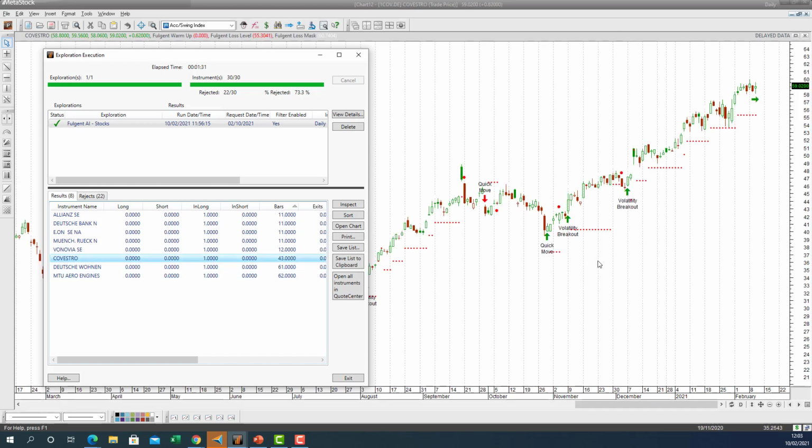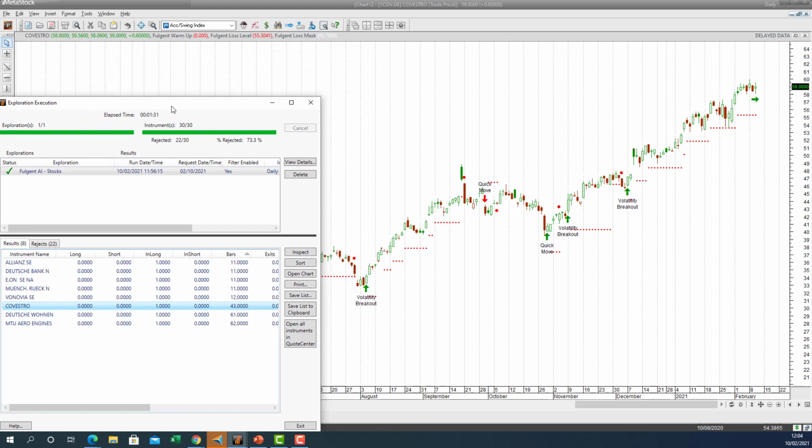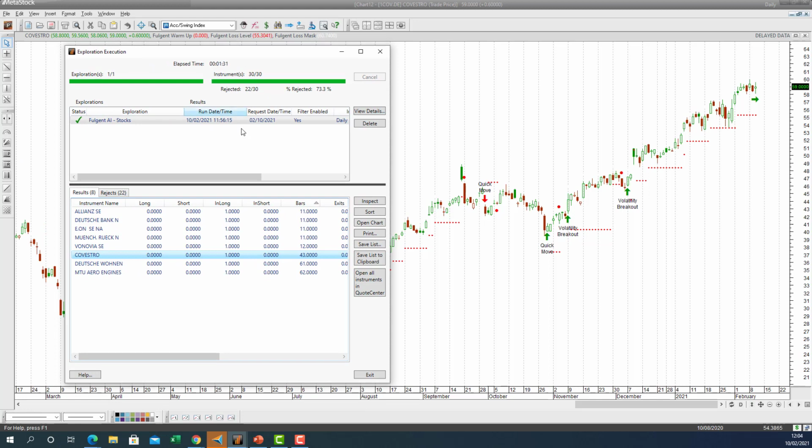43 days into trade, fantastic. Quick move, volatility breakout, and it just kept going up, and you just keep moving your stop loss up. The stop loss currently is at 55, and it captured a nice little trend. But it's important to run the AI scan every week, so you capture these moves in time.